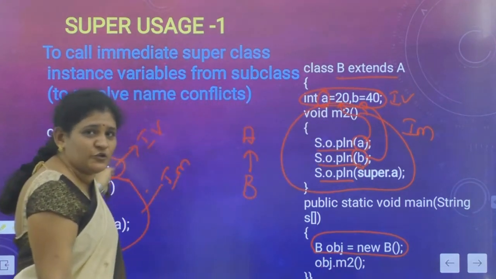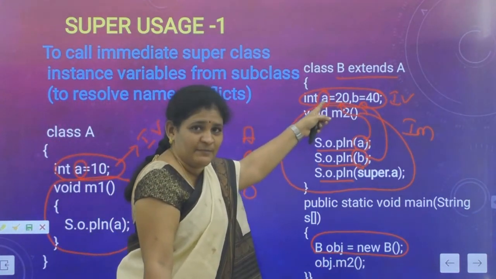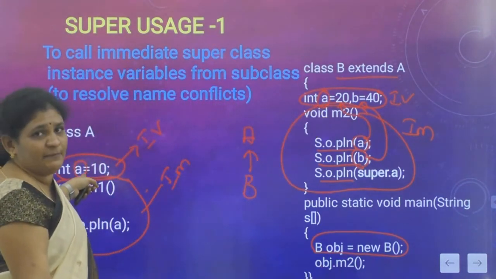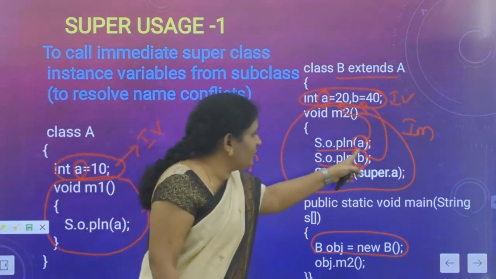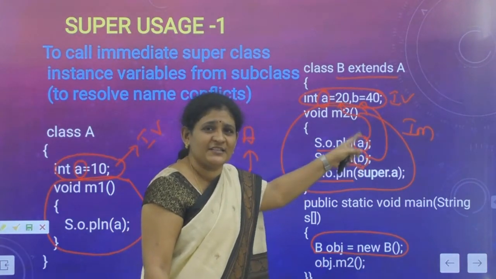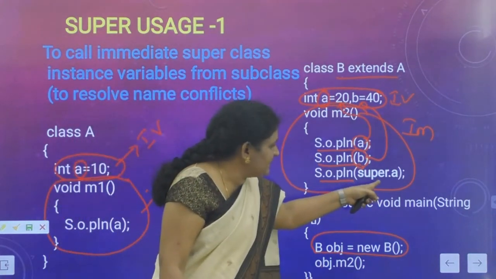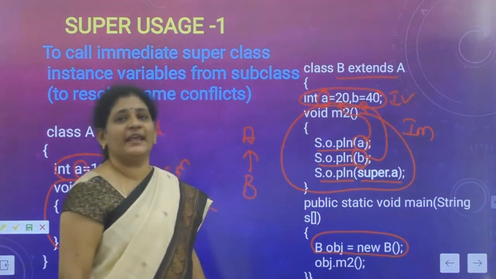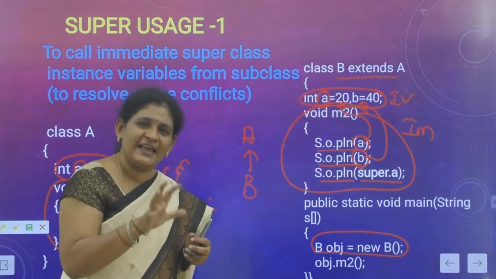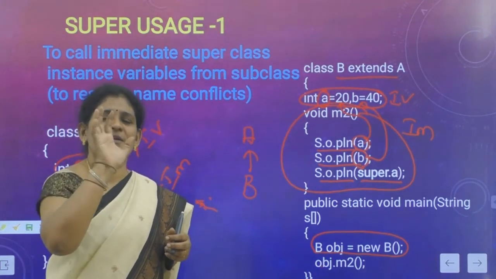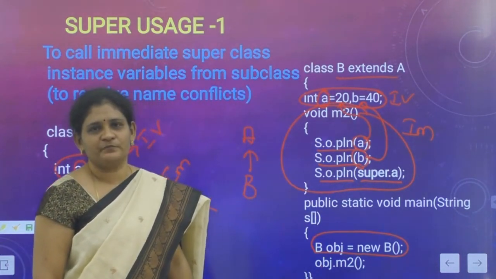What if I want to access the superclass instance variable which is having the same name? Here also I have taken the same variable name A. How can I access superclass instance variable A here? I cannot directly put it like this. If I put it directly like this, it represents the subclass instance variable. So if I want to call the superclass instance variable, this is the way I follow: super dot A. That is called resolving the name conflicts. Both the classes are having the same variable name. Then how can the superclass instance variable be accessed? By using super keyword. Understand, students?